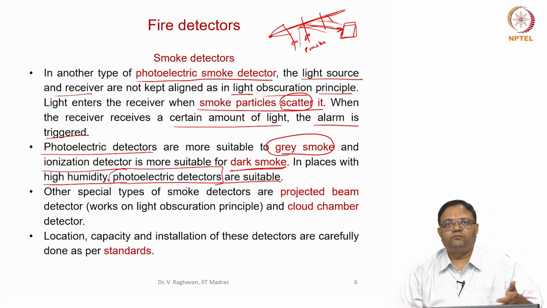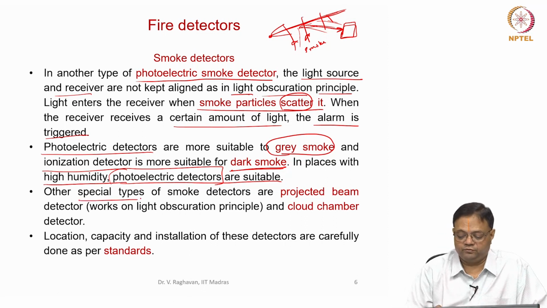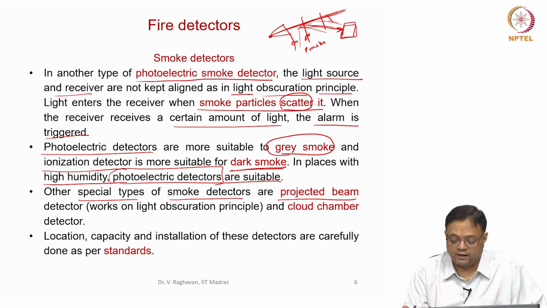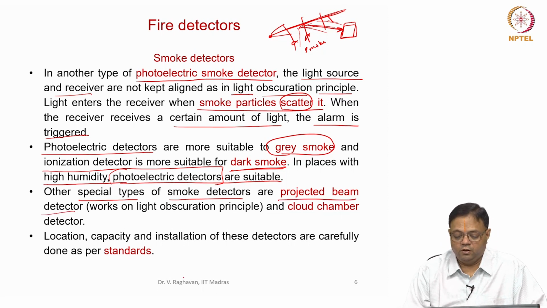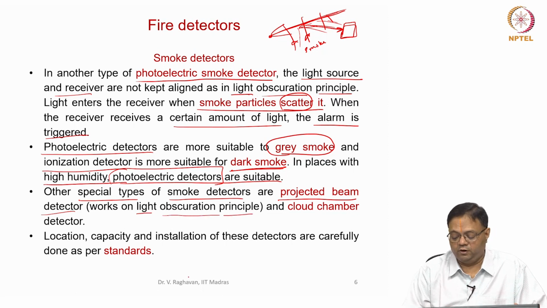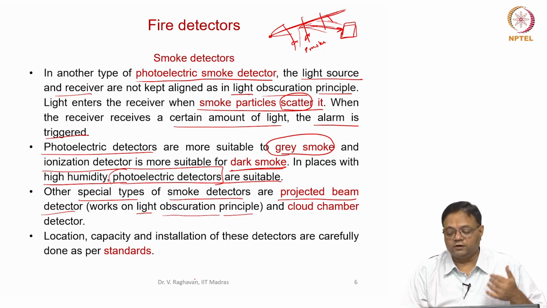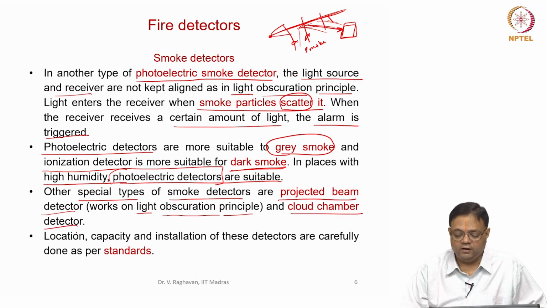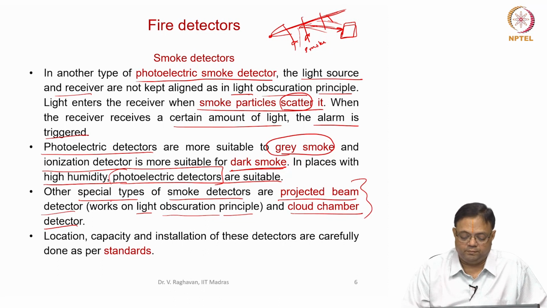There will be other forms also. Special types of smoke detectors also are available. They are the projected beam detector, which is similar to the light obscuration principle in the first case of the photoelectric what we have seen, and the second one is the cloud chamber detector. Okay, these are not commonly used, but for special purposes they are used.